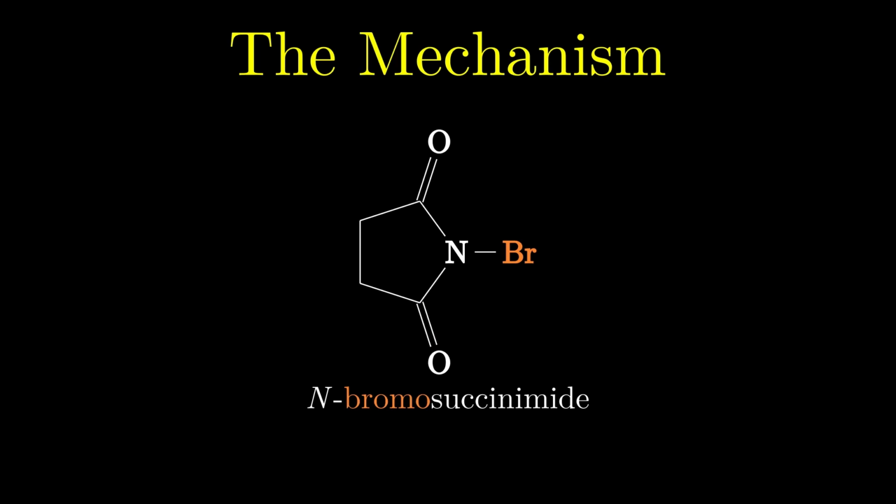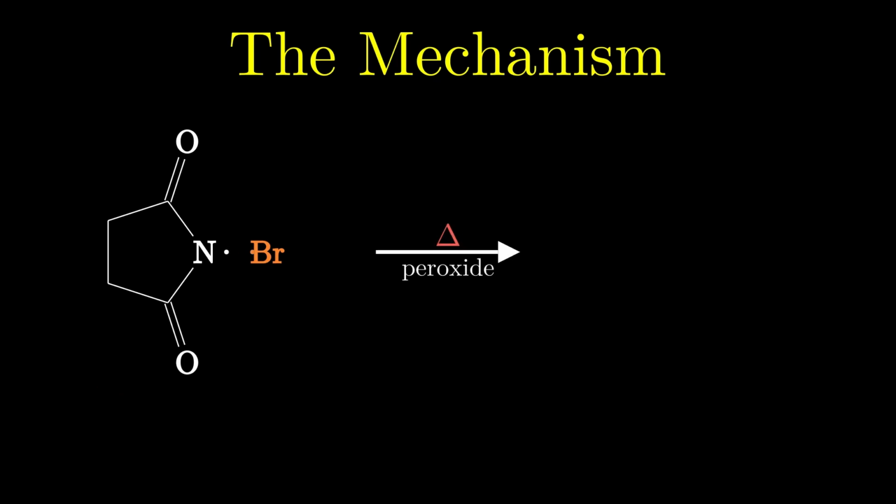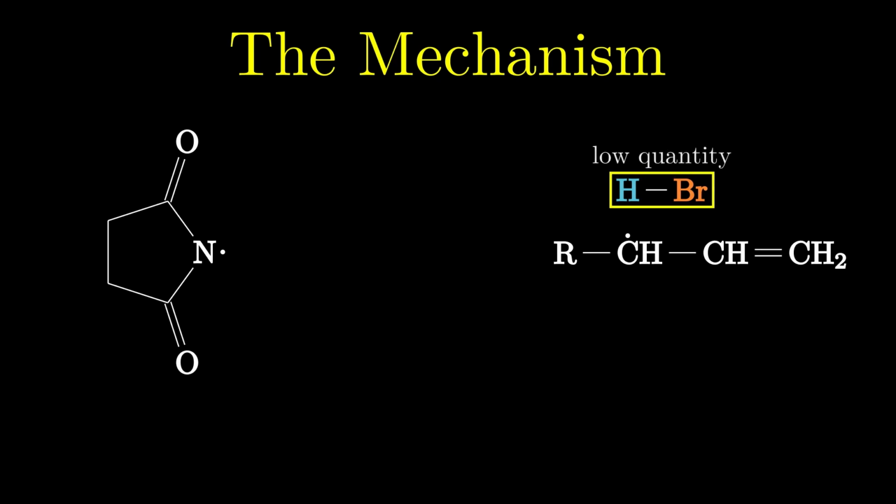To accomplish this goal, N-bromosuccinimide, or NBS, is used. Like with other radical reactions, light or heat along with peroxide initiates a reaction which generates a bromine radical. This radical removes the allylic hydrogen, which results in HBr and an allylic radical. The HBr is in such small quantities that it does not add to the double bond.